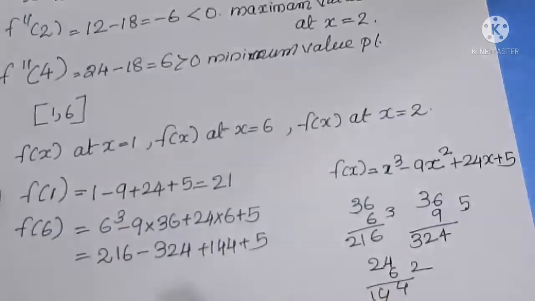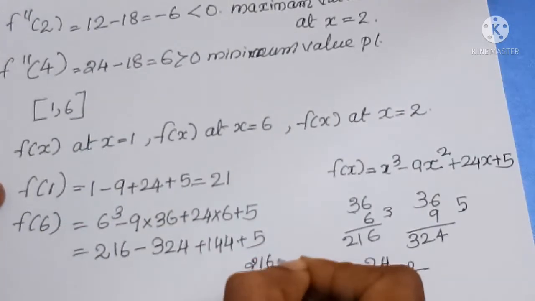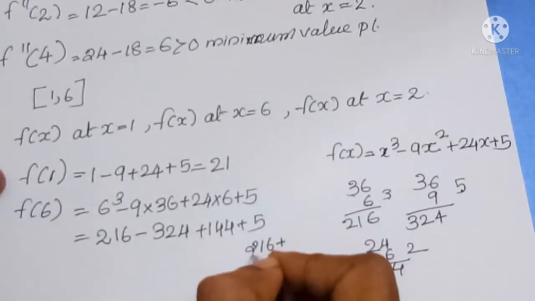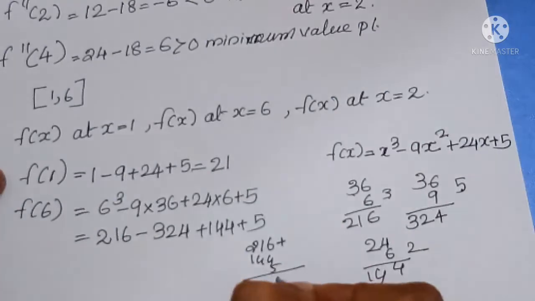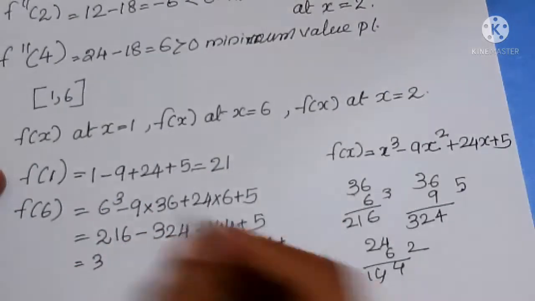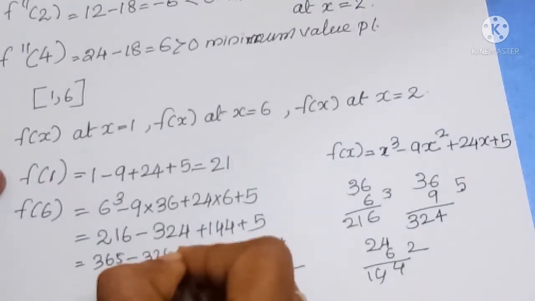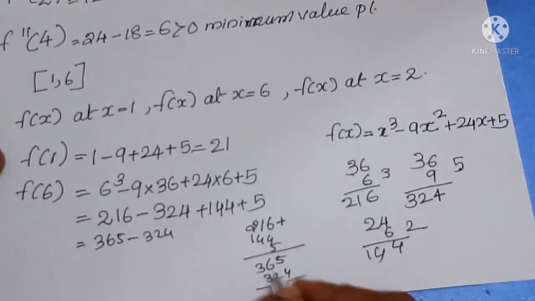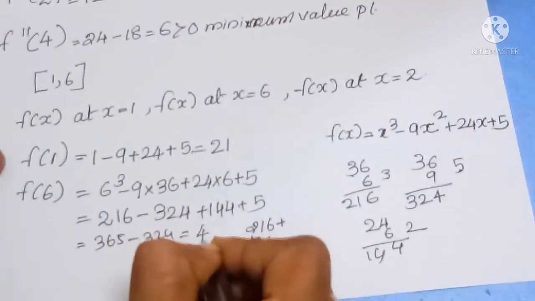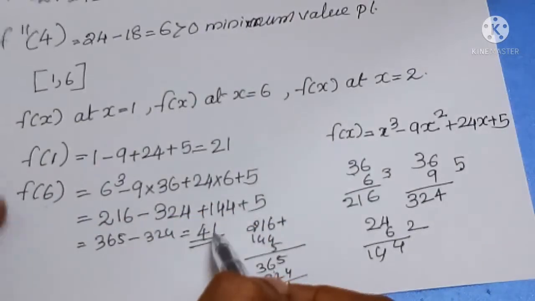Plus 5. We can subtract. First we can add 216 plus 144 plus 5, that is 365. 365 minus 324, here we get 41. When x is equal to 6, we get the value 41.